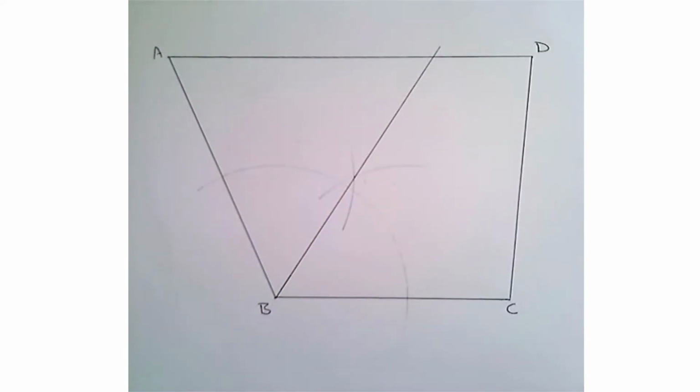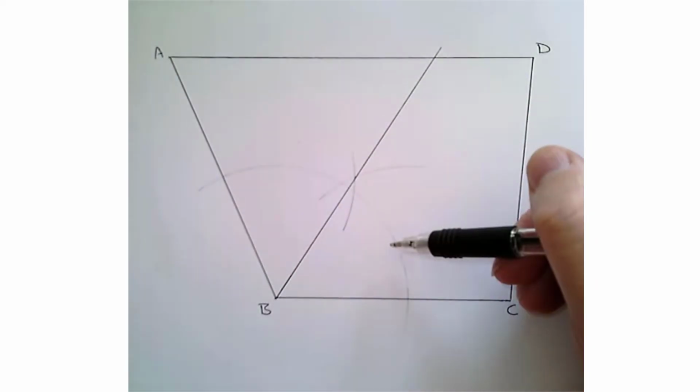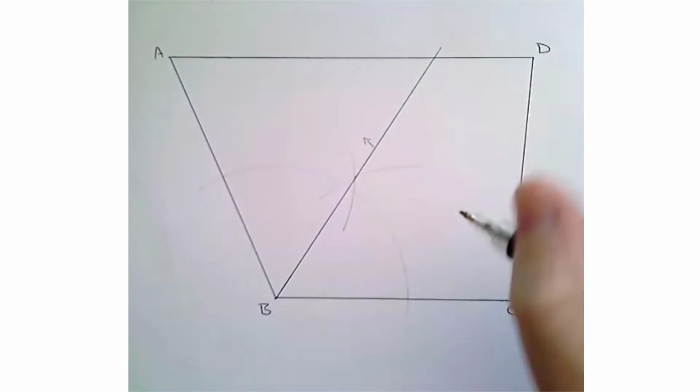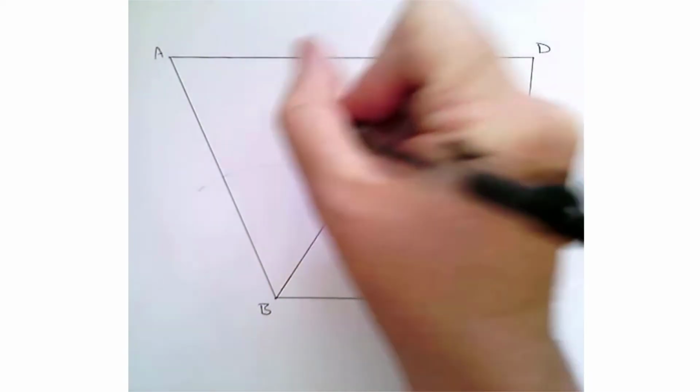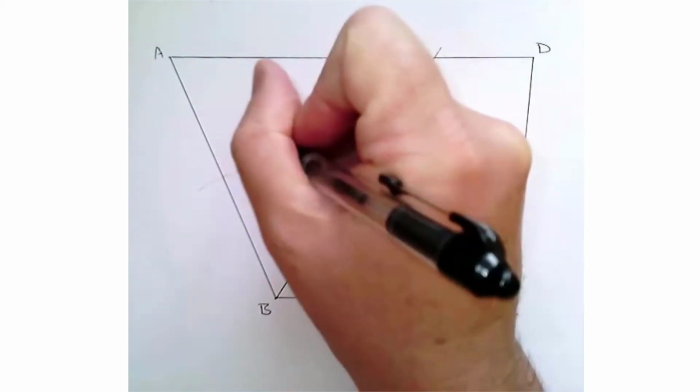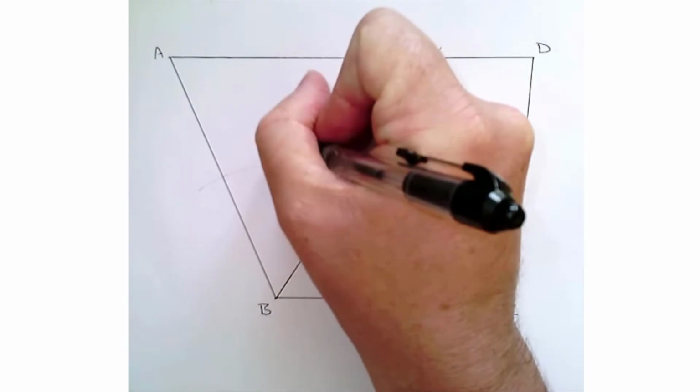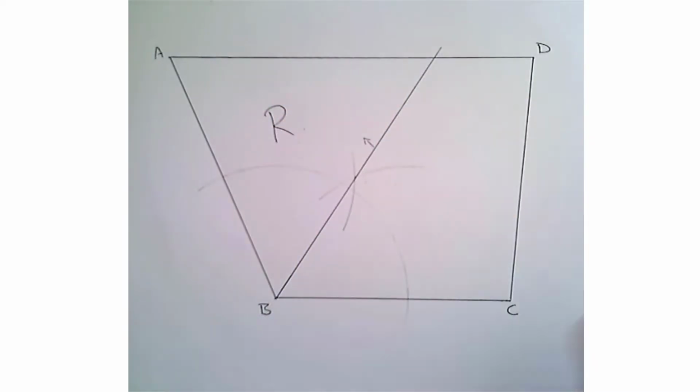Now I want the region that is closer to the line AB. So which half is that then? Okay, well you can see that it's going to be on this side of the line. That's going to be closer to AB because all the points on the line are equidistant. So on that side of the line they're going to be closer to AB, and on the other side they're going to be closer to BC. So let's just draw an R there.